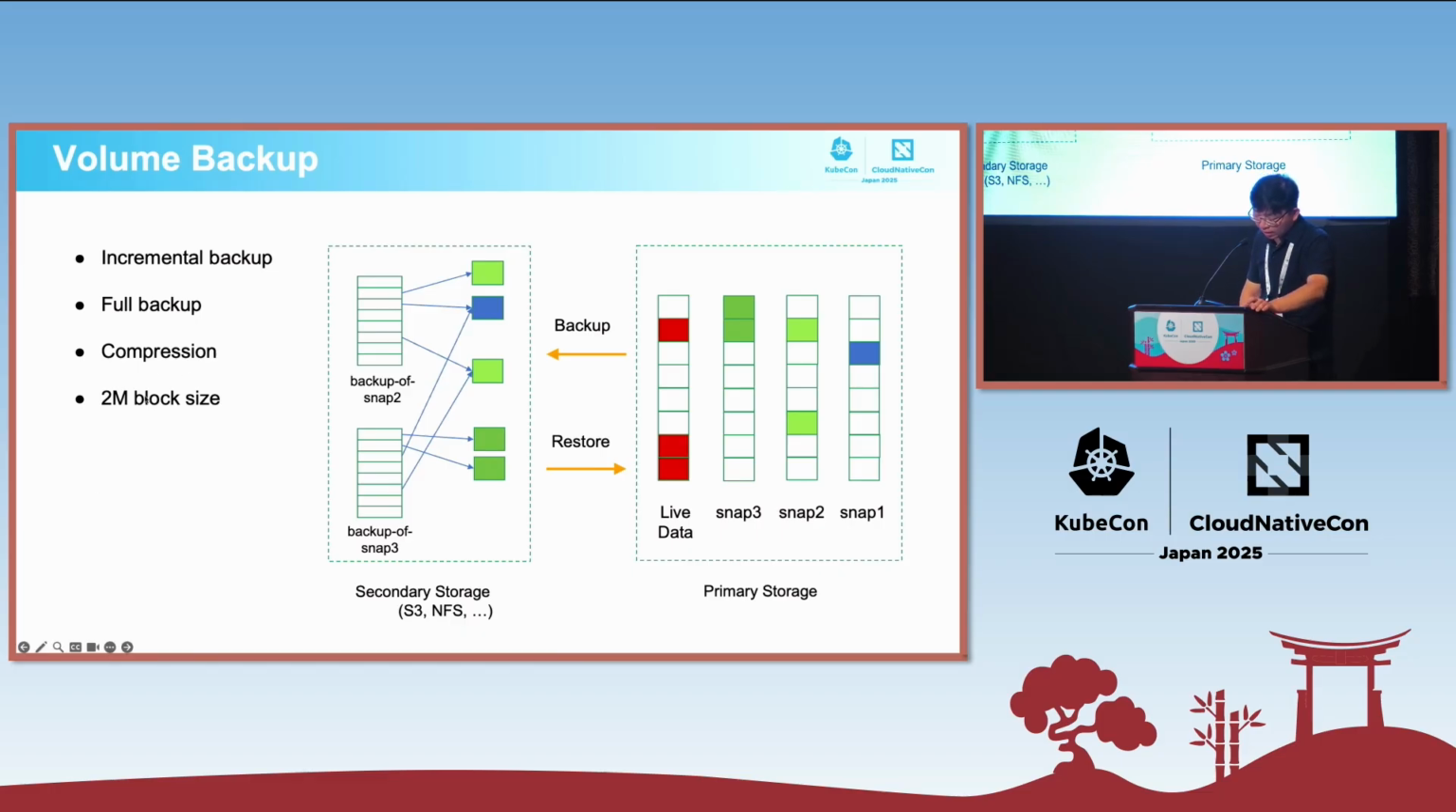Currently, the backup block size is 2 megabytes. I think it's too small, so a lot of users want to increase the value, to reduce the GET and PUT operations during backup and restore and save cost. So in the future, maybe in 1.10, we will make it configurable to reduce the cost.